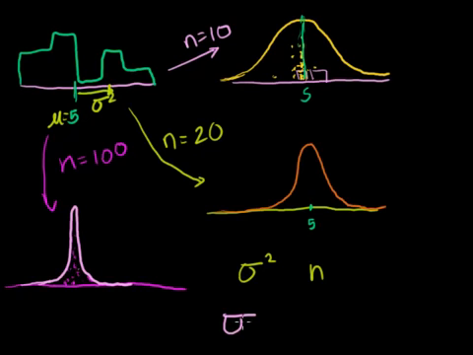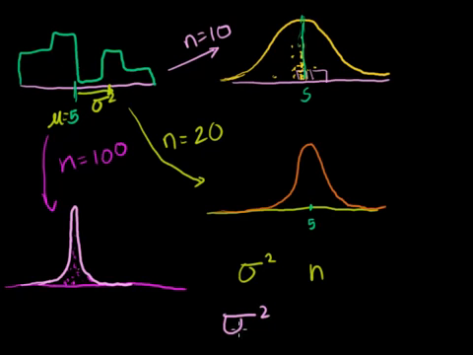And so the standard deviation of these distributions. And so you don't get confused between that and that, and let me say the variance. If you know the variance, you can figure out the standard deviation. One is just the square root of the other. So this is the variance of our original distribution.